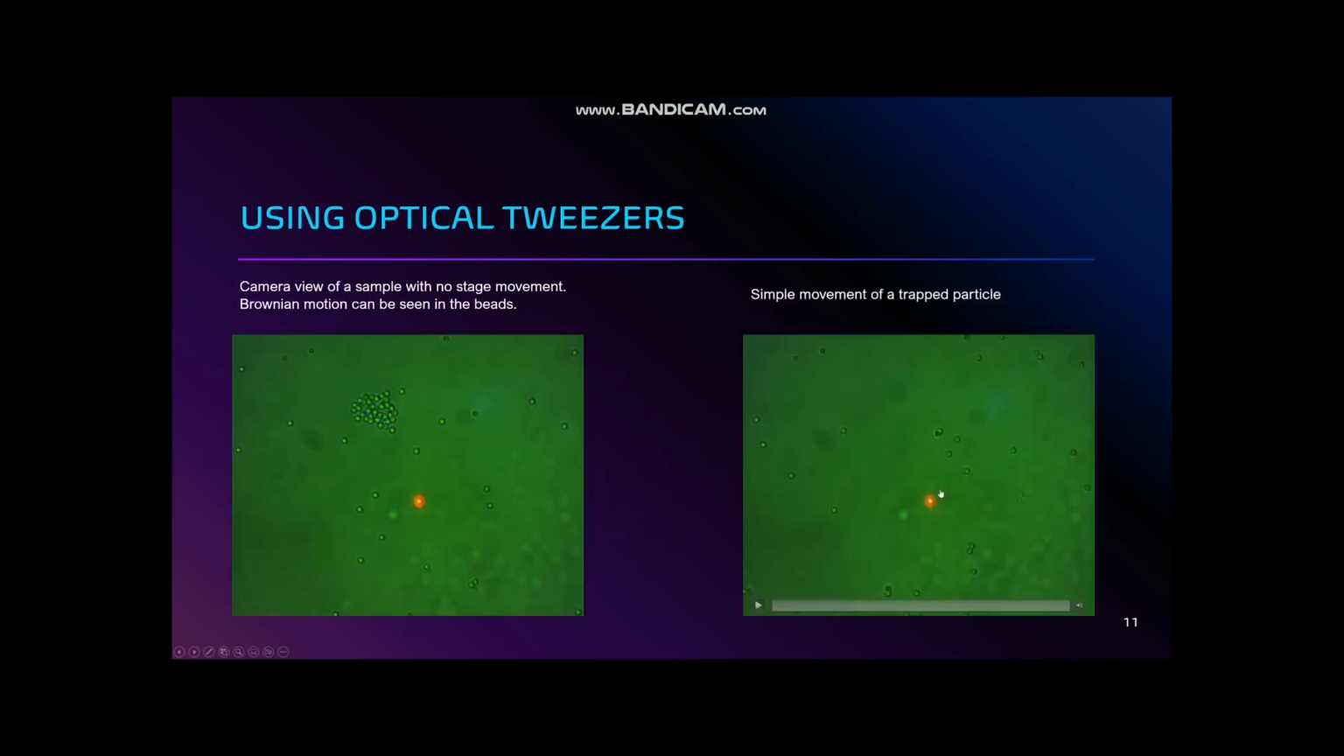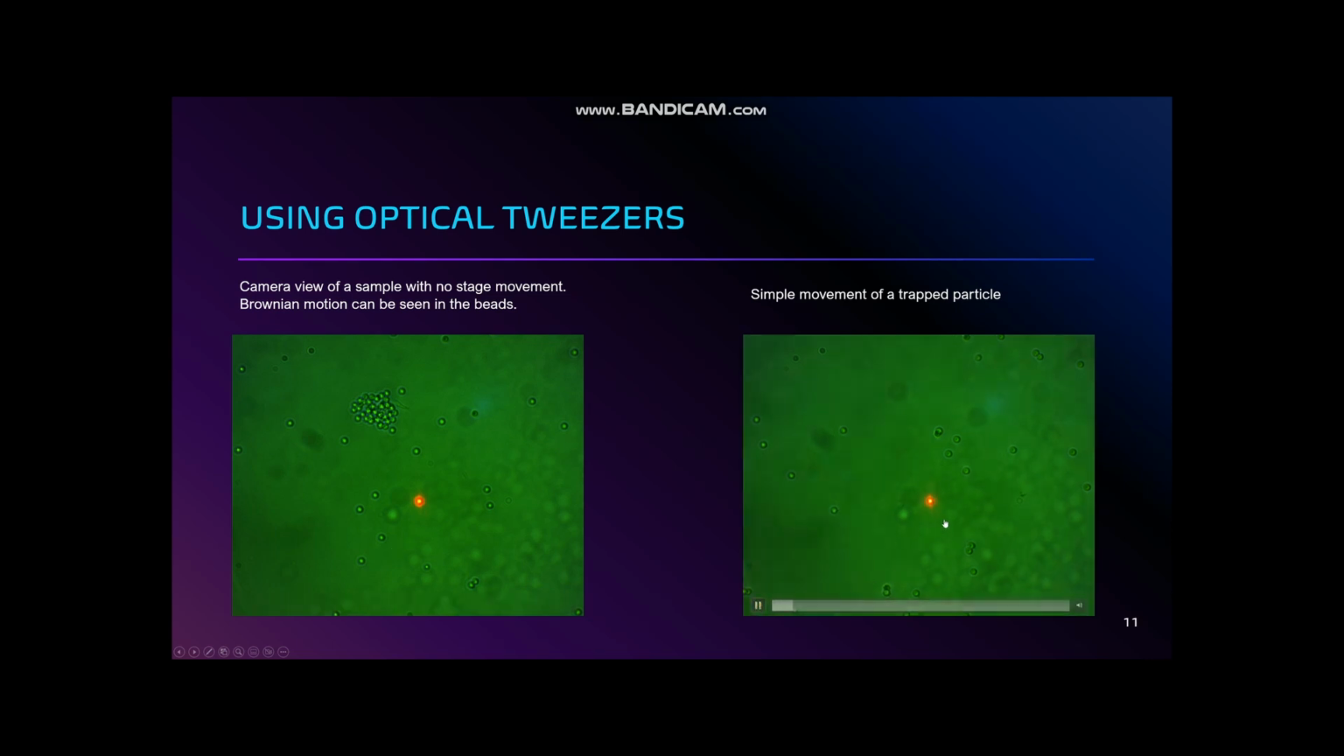Now, we have a couple of videos here demonstrating this. In our first one here, we don't actually move the bead. We do have one trapped, but it's not moving. And this way you can see here Brownian motion. So you see these little wiggling beads. That is Brownian motion, little random movements.